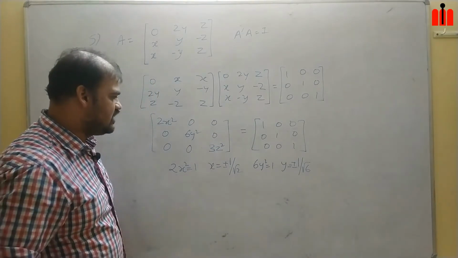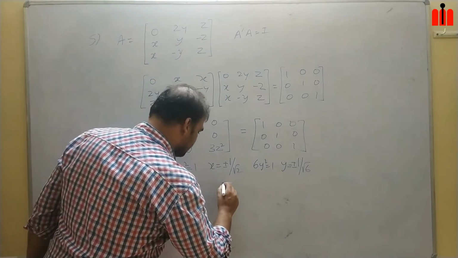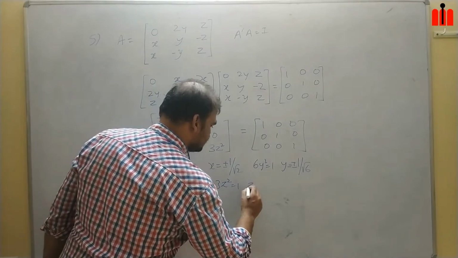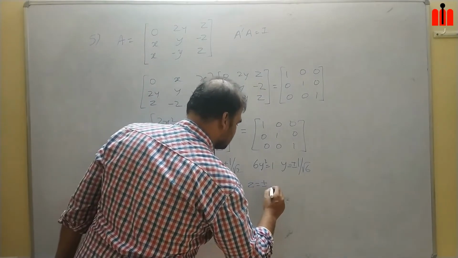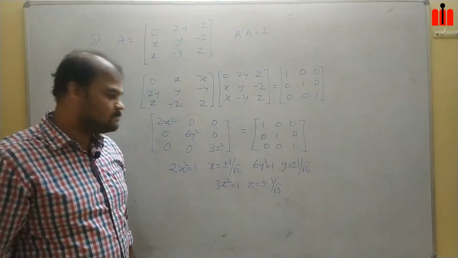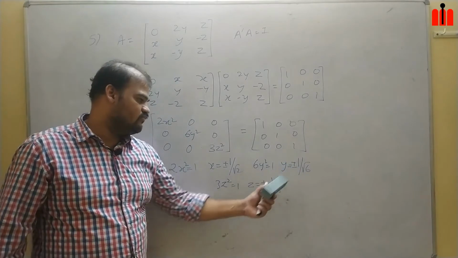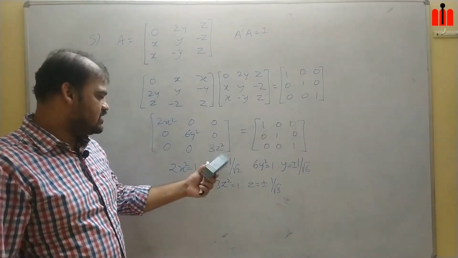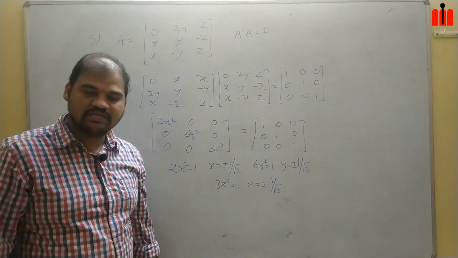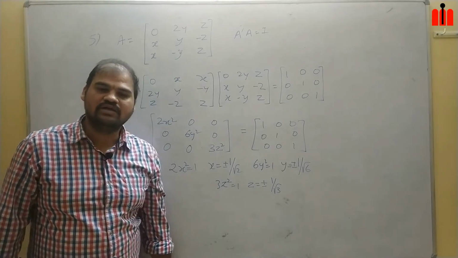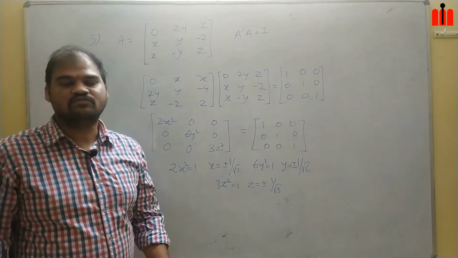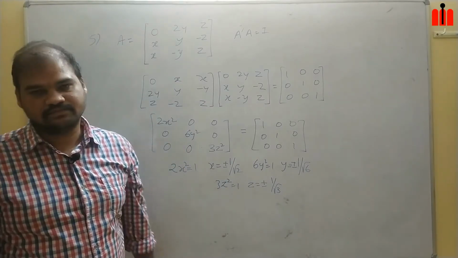Now come to the z. 3z square equal to 1, so z equal to plus or minus 1 by root 3. Okay, so these are the values of x, y and z. x equal to plus or minus 1 by root 2, y equal to plus or minus 1 by root 6, z equal to plus or minus 1 by root 3. This completes our fifth problem. Let's move on to problem number 6.